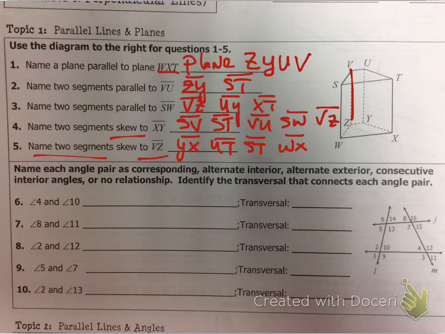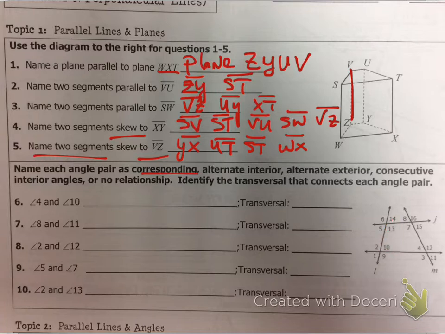Alright, so again, how do I know which ones are what? Remember, corresponding are like those that connect like this. Alternate interior are ones that connect like that. Alternate exterior are ones that connect like outside to outside on opposite sides. And then consecutive interior connect like so.